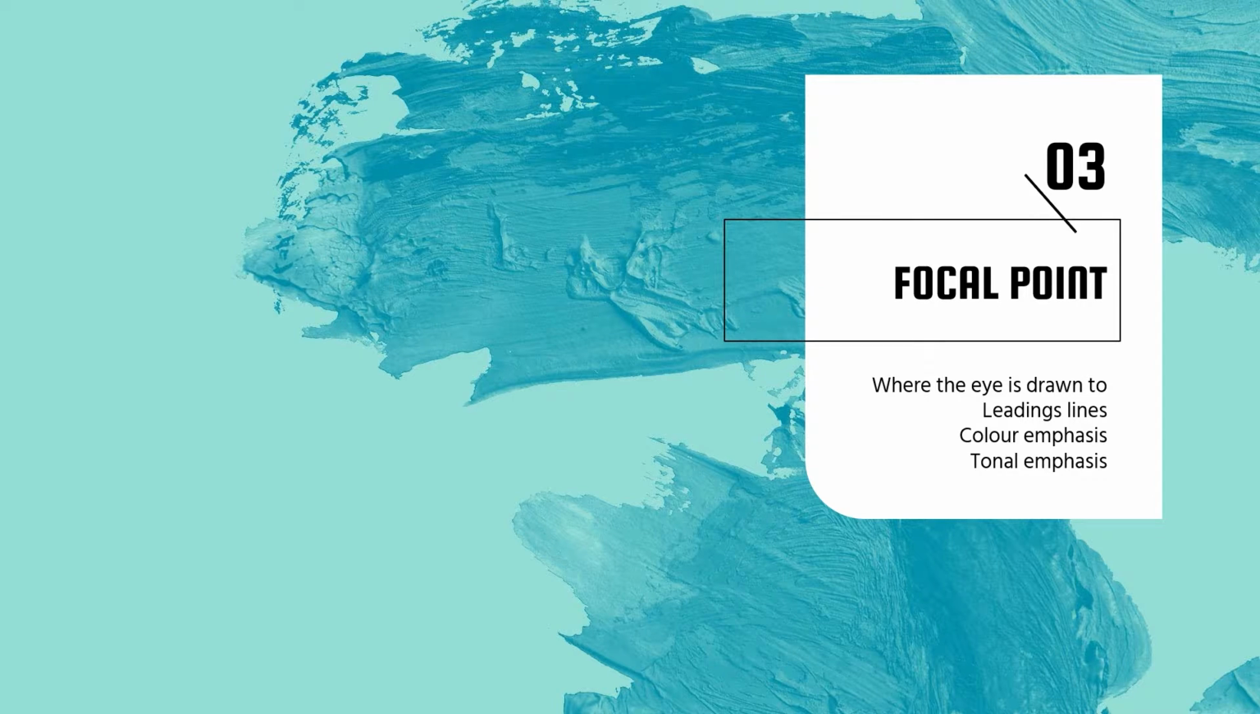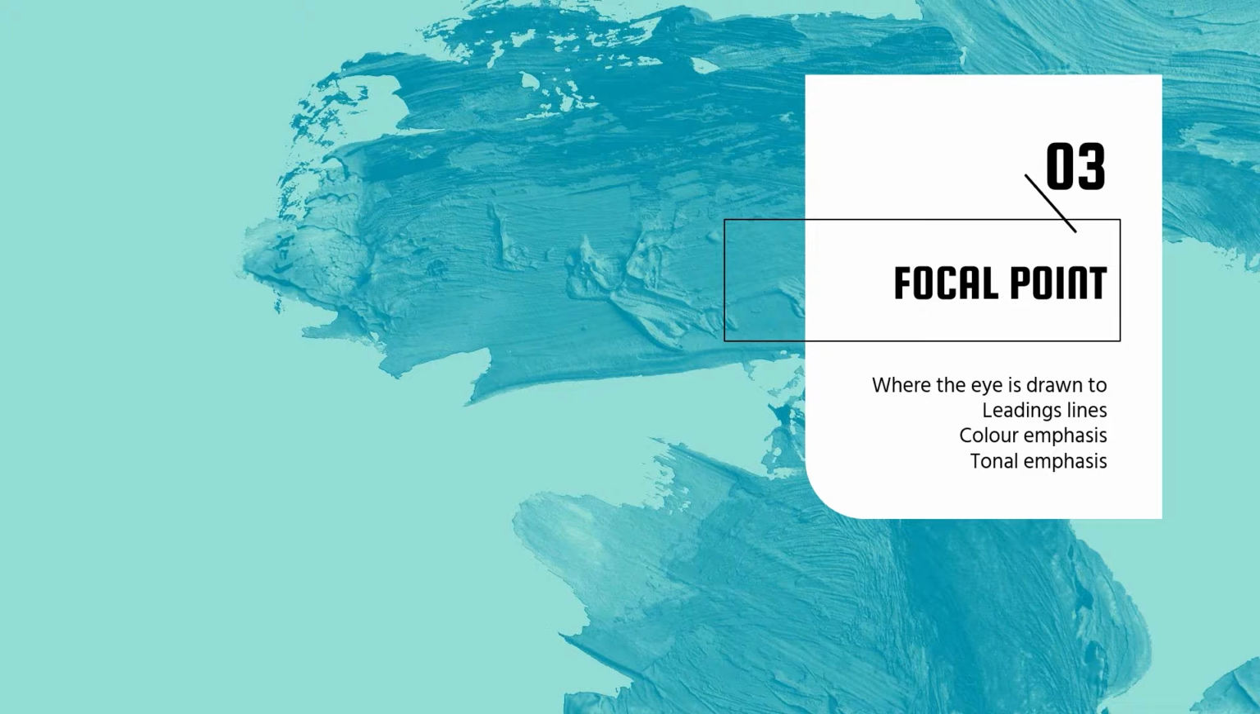All right, next we're going to talk about focal points. What that means is basically where the eye is first drawn to in an image. So when you first look at an image, where do your eyes automatically go? There's a few different reasons why our eyes will land somewhere on an image, and we'll talk about three main ones.